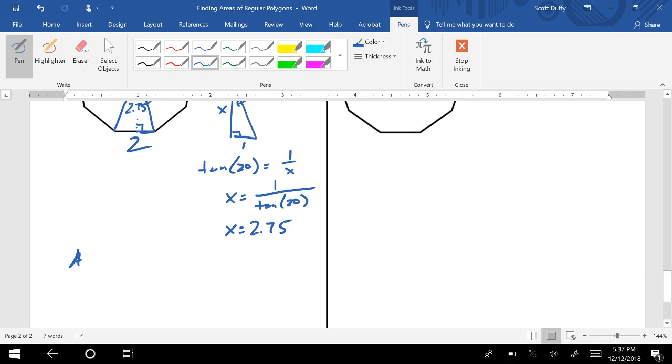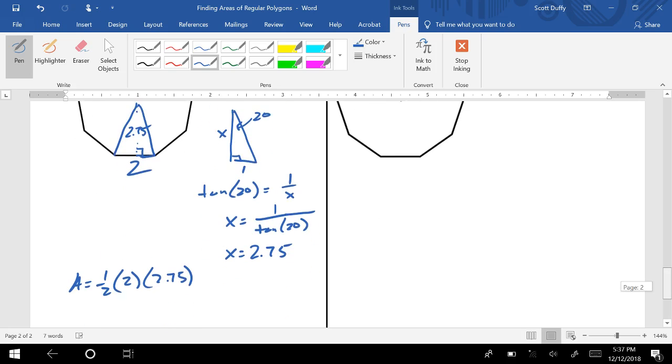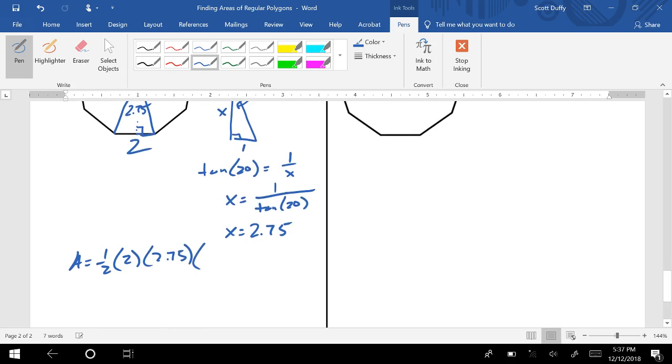So my area of just that triangle is 1/2 times the base of 2 times the height of 2.75. But since there's 9 sides, there would be 9 triangles like that. So multiply by a big 9. And I get an area of 24.73 square units.